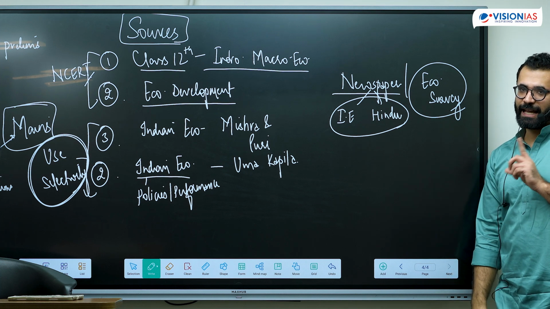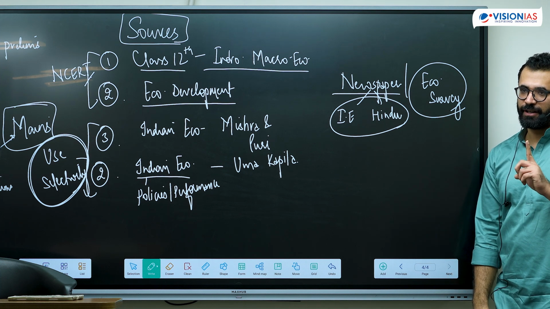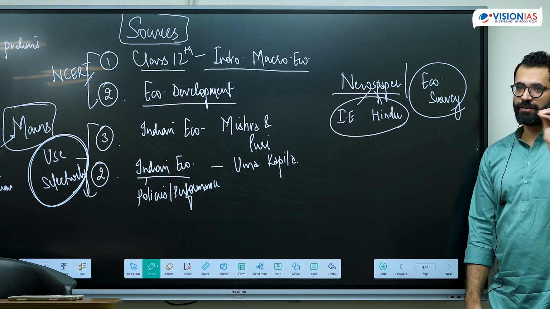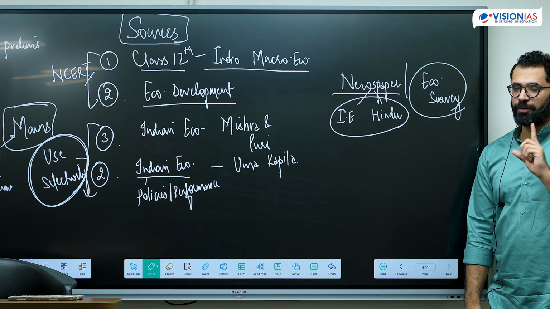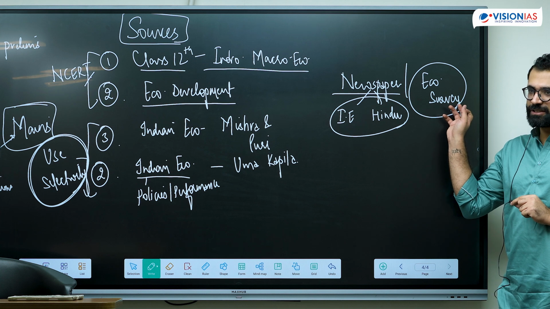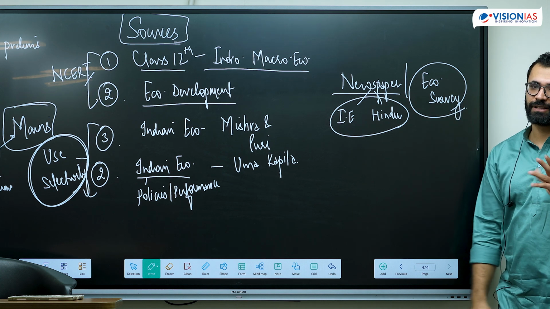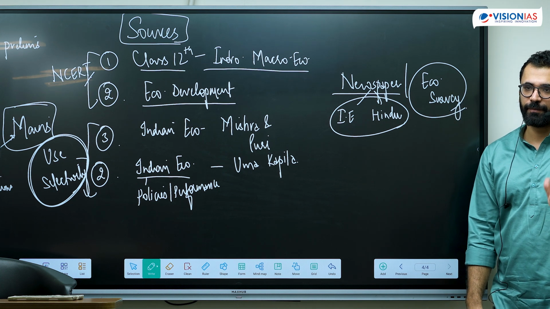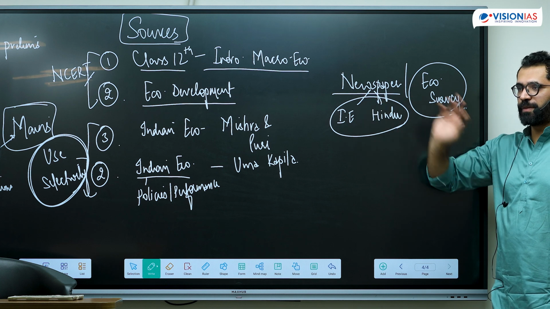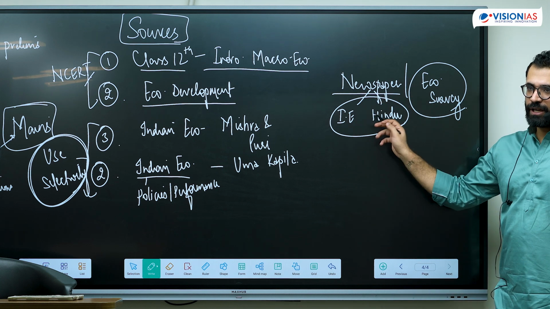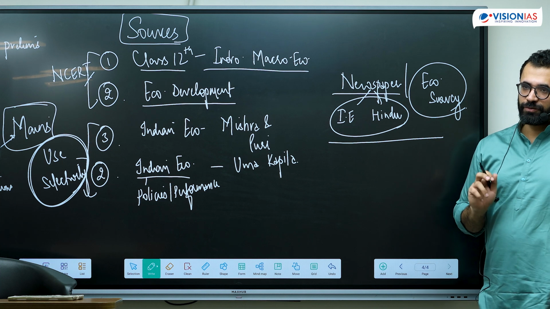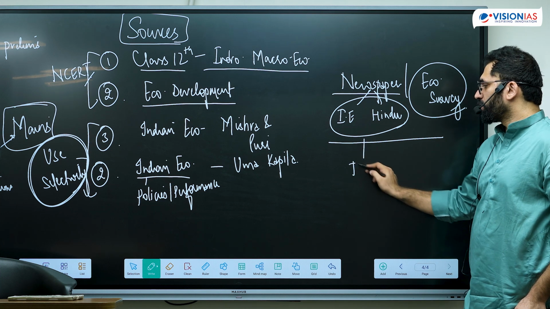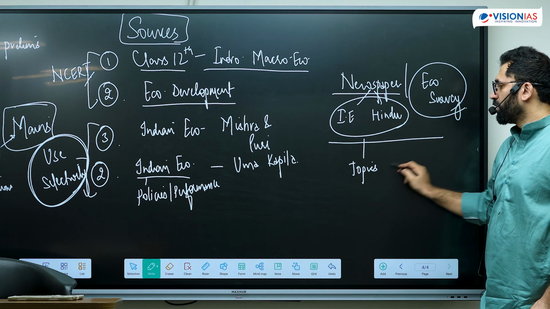The Economic Survey is the analysis of the Indian economy of 1 year. This has happened in trade, this has happened in fiscal policy, this has happened in monetary policy. So whatever year you are preparing, you have to read the Economic Survey of that year, which will clear your understanding of what has happened in the past 1 year. And the second is the newspaper, which has to be read daily, both the Indian Express and Hindu. How will you make notes of the newspaper? Notes of the newspaper will only be for the topics which are written in the mains syllabus.